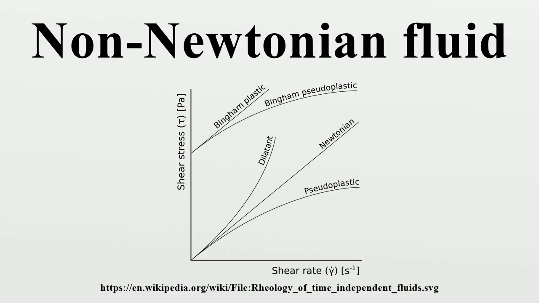Rheopectic or antithixotropic. There are also fluids whose strain rate is a function of time. Fluids that require a gradually increasing shear stress to maintain a constant strain rate are referred to as rheopectic. An opposite case of this is a fluid that thins out with time and requires a decreasing stress to maintain a constant strain rate.